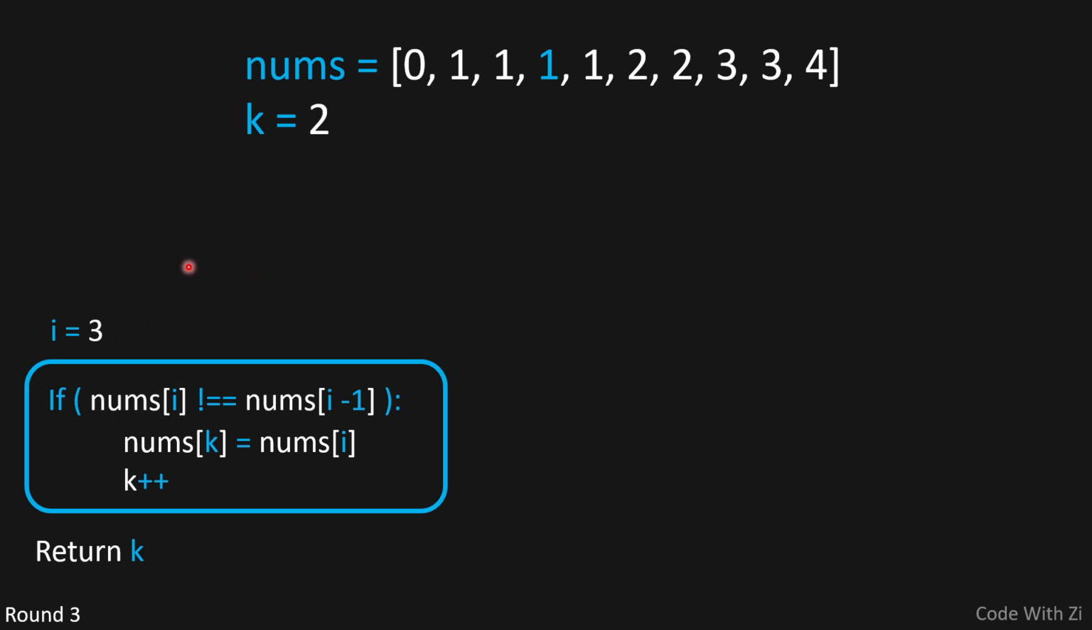In our next round, our I is gonna be 3, so it's gonna be pointing to this number, and we're gonna check if numbers of I, which is 1, is not equal to numbers of I minus 1. Well, as you can see, 1 is equal to 1, so we're not going to enter this if statement, and we're going to enter our fourth round.